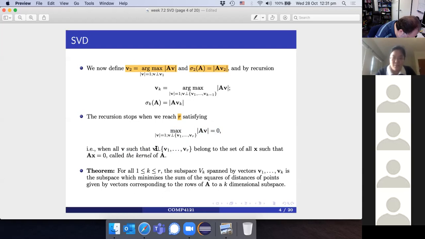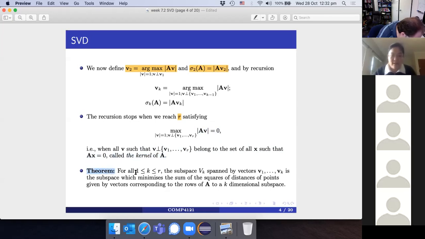And we will see that V is actually one of the solutions to the equation AX equals 0. Because if the length is 0, it means all of the elements in A times V are 0. So V is one of the solutions to the equation A times X is 0. The solutions to this equation are also called the kernel of A.